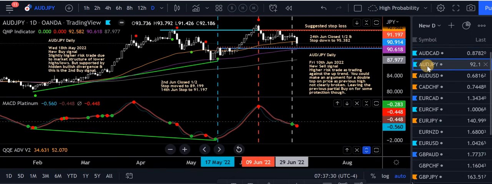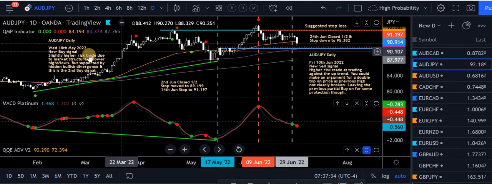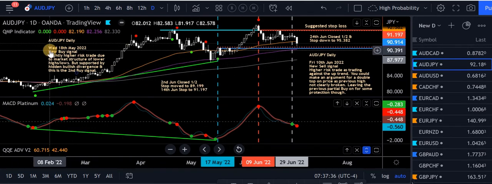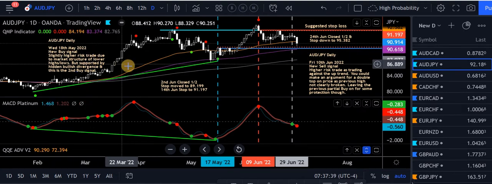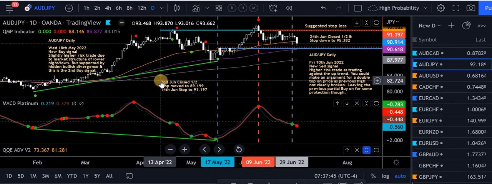AusYen. So we've got two trades on here. We've got a buy from back here. Normally the older trades are on the left somewhere. So it's the 18th of May, we took a buy. Would that be right? So on the open there, 18th of May. There it is there. We've already taken some action on that.